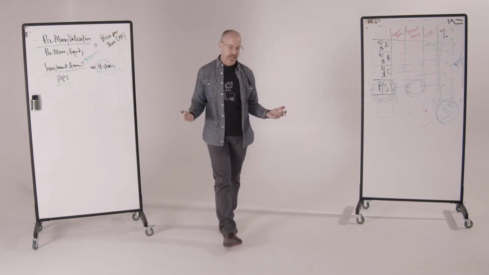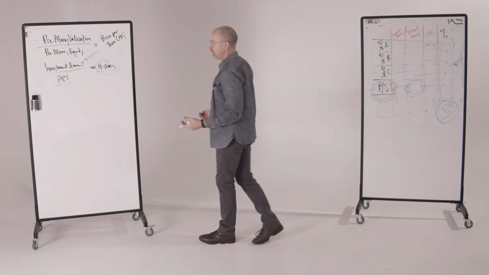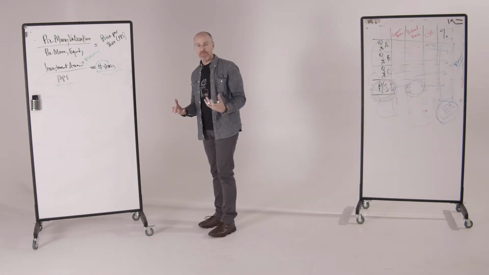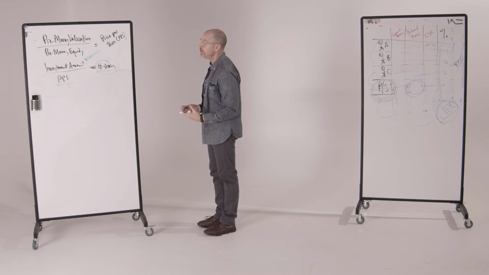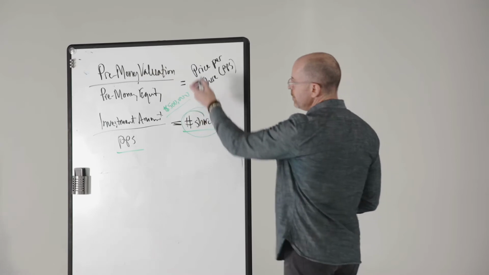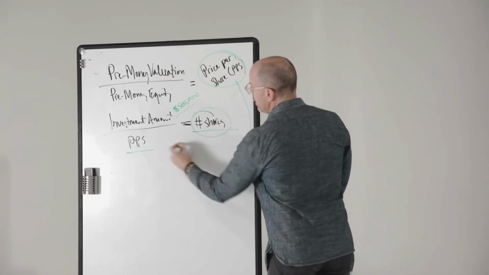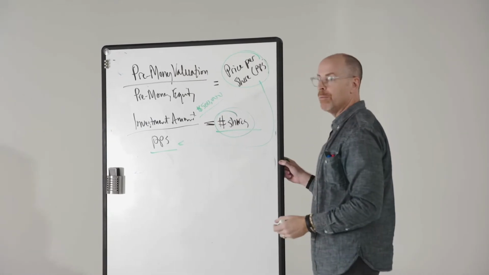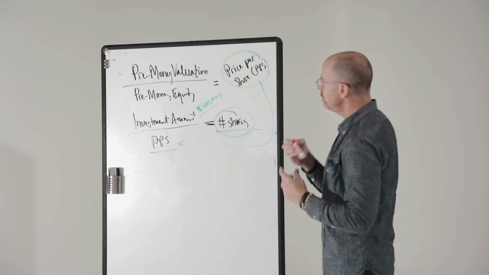We can't just assert $1 or 50 cents or a dime. We need to calculate it. It needs to be based on something. It's not arbitrary. Well, we don't know what it is, but we know how to figure it out. And that's what this equation tells us. Once we solve for price per share, then we'll know what our number of shares is. Well, how do we do that? First, let's start with the denominator.